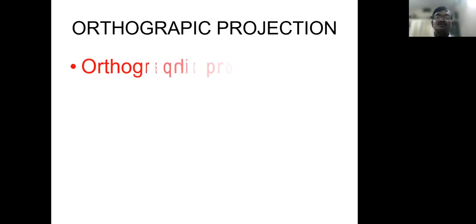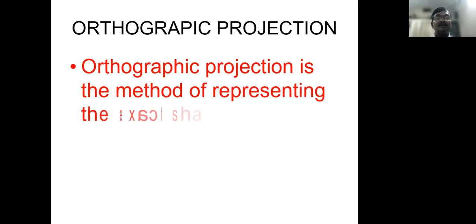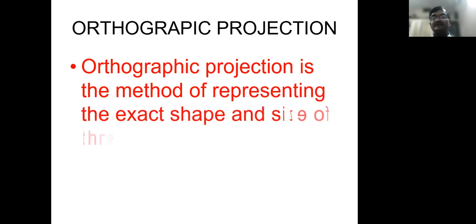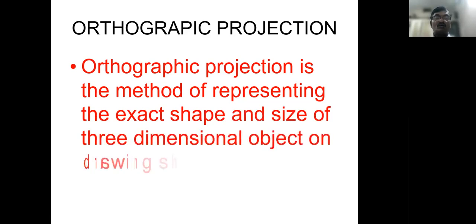So orthographic projection is the method of representing the exact shape and size of a three-dimensional object on a drawing sheet. It is very important, as it gives the exact shape. Last class I explained different ways of representing, that is pictorial drawing: perspective drawing, isometric drawing, oblique drawing. So we know what isometric drawing is.